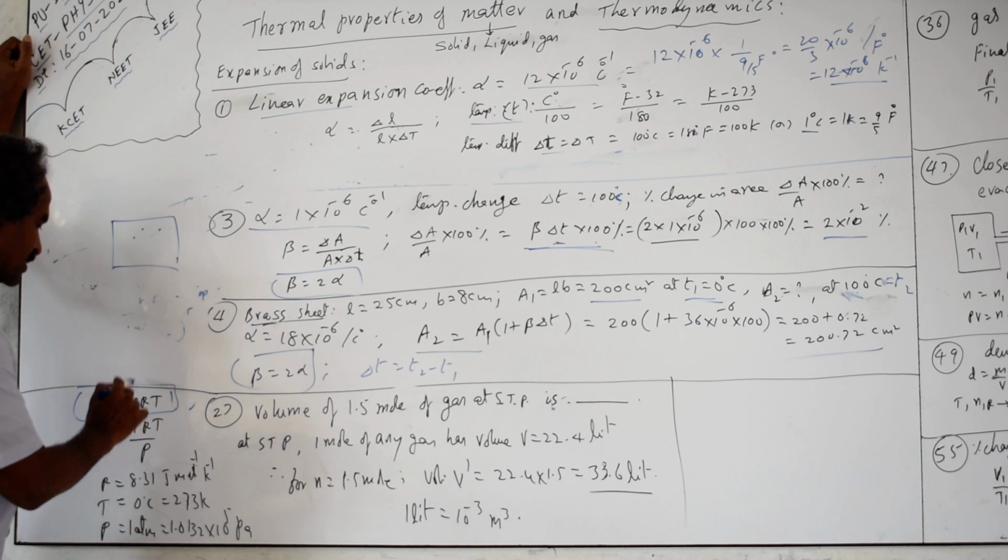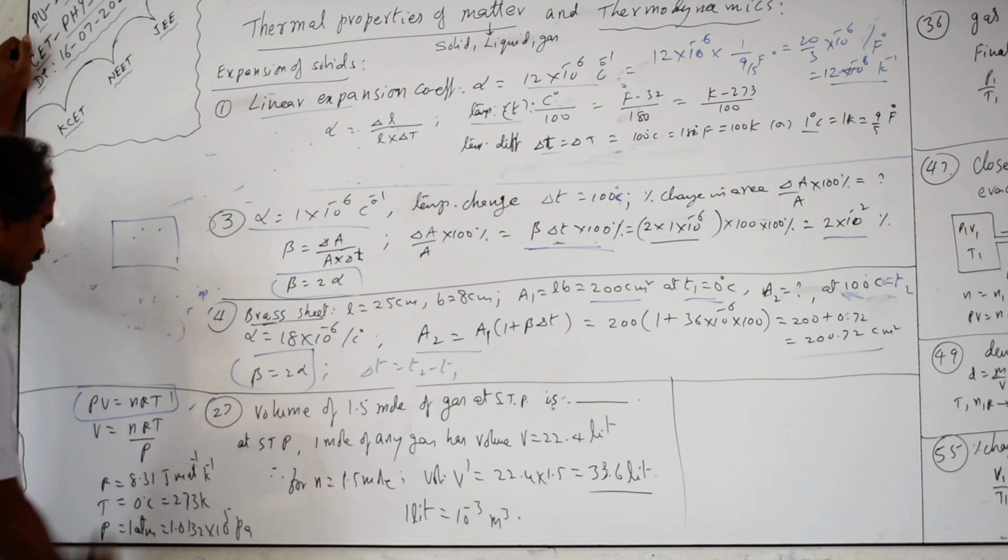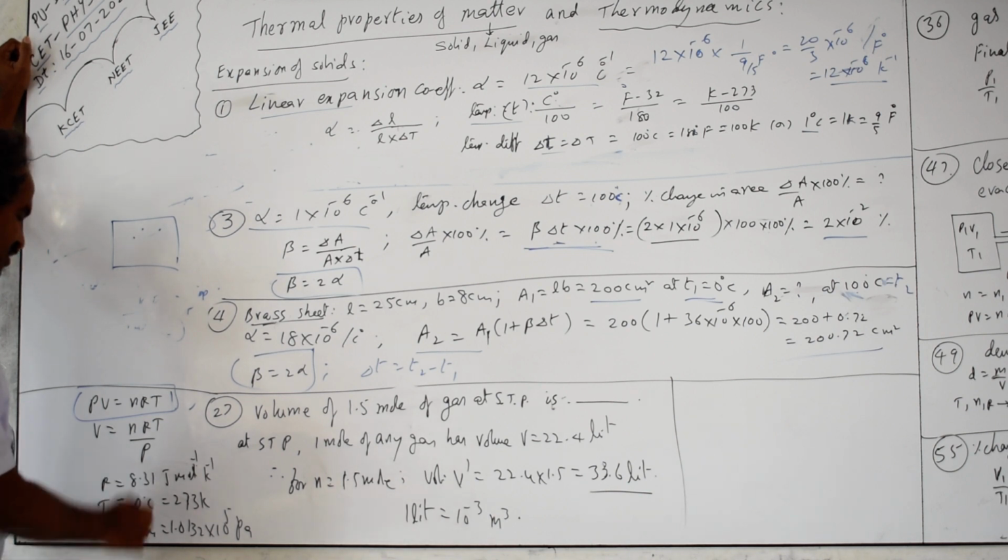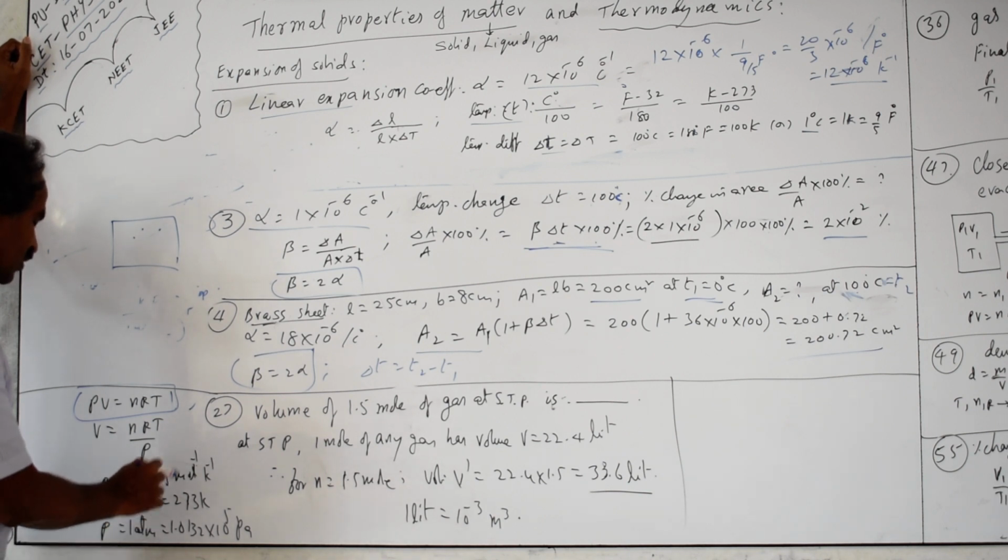n is the number of moles, sometimes given as the mu symbol. R is the universal gas constant, which is constant for all gases. Its value is 8.31 joule per mole per kelvin, sometimes given as 8.3. And P is the pressure.